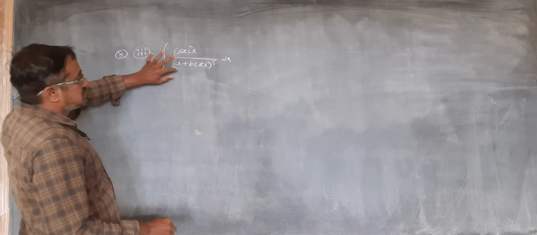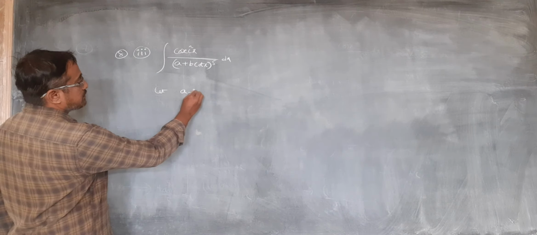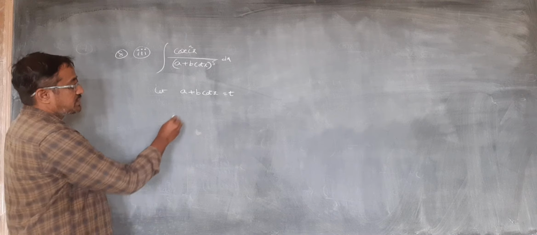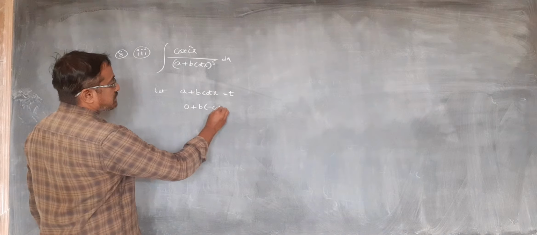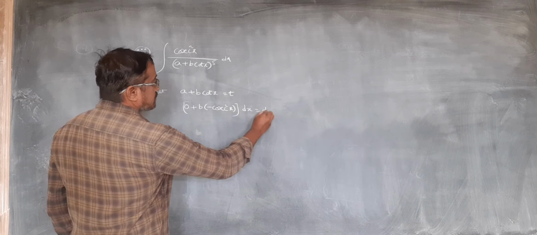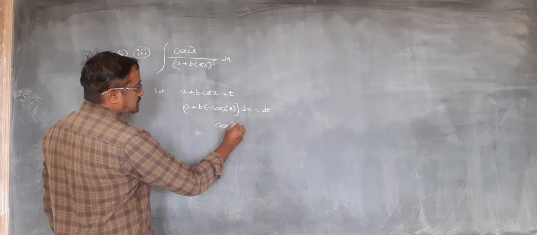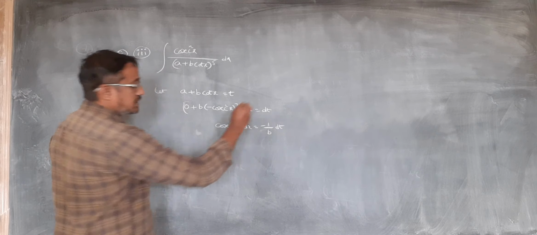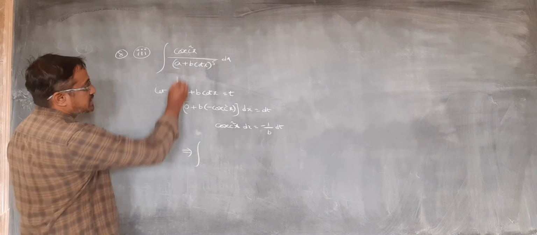Integral cosecant square x by a plus b cot x whole power 5 dx. Now let a plus b cot x is equal to t. It's a derivative. Derivative of a is 0 plus b into derivative of cot x is minus cosecant square x dx is equal to dt. So you will get cosecant square x dx is equal to minus 1 by b dt. Okay. Now you are having cosecant square x dx in the numerator.